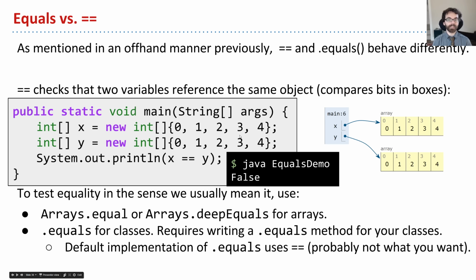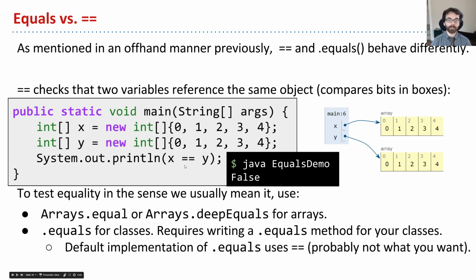Okay? The next one, and the last one here, will be equals. As I mentioned in an offhand manner in previous lectures, the equals operator and the .equals method behave differently. In particular, if we use equals in a naive way, we'll sometimes get results that don't work the way we expect. Here I have 2 arrays, x and y, and they are new int arrays, so they are different instances. So these 64 bits in these 2 boxes are different. They're referring to different copies of the same information.